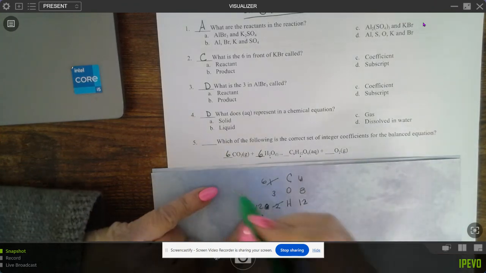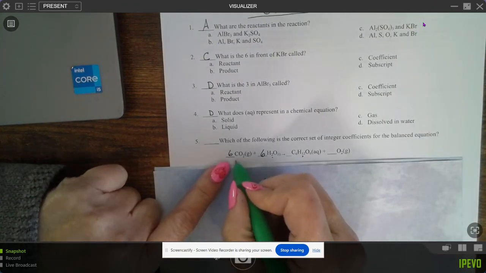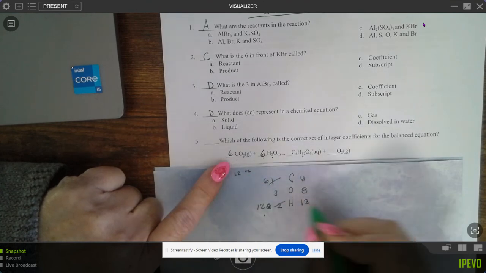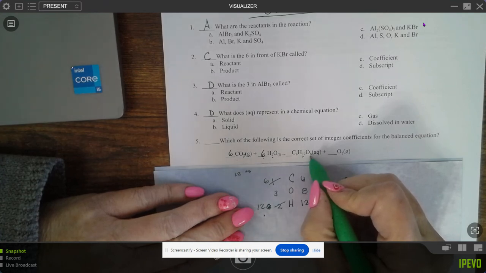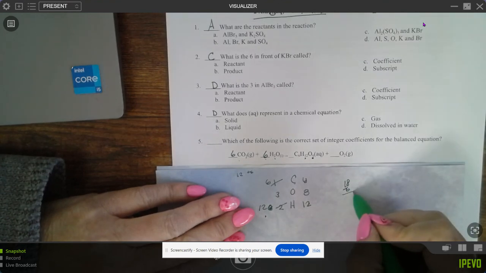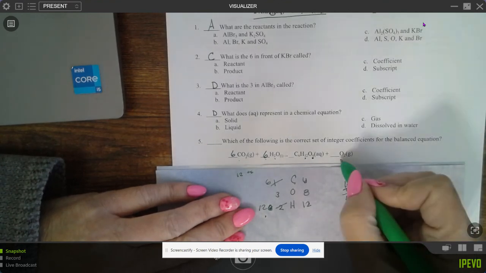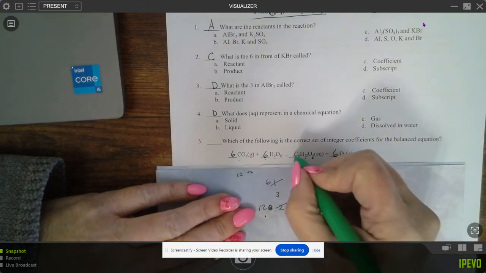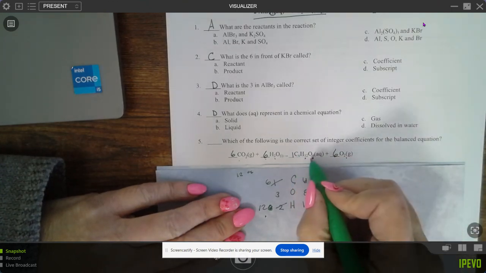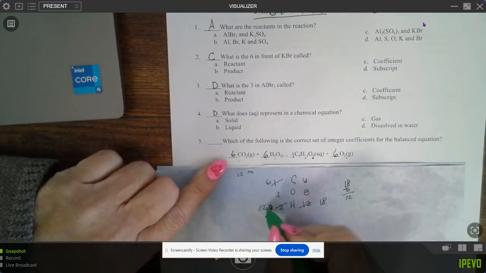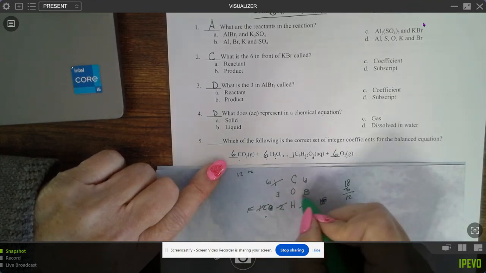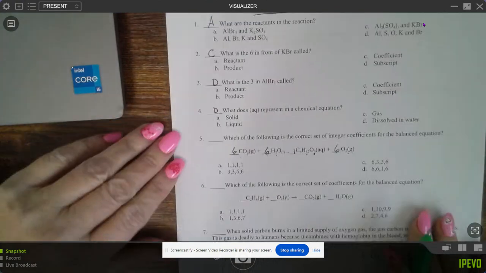Let's count up my oxygen. So 6 times 2 is 12 oxygen plus 6 is a total of 18 oxygen. If you look right here, we have 6 oxygen in our C6H12O6. So 18 minus 6 is 12, so that means this is going to have to be a 6. Okay, so 6 times 2 is 12 plus 6 gives me 18 oxygen. And over here we said we have, oops, that's hydrogen, 18 oxygen. Okay, so 6, 6, 1, 6 are my coefficients.